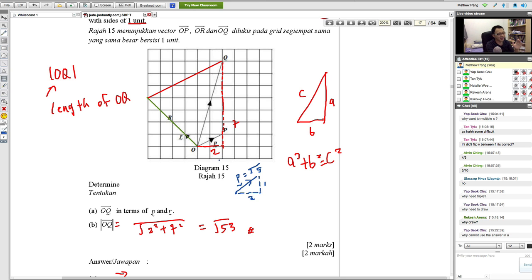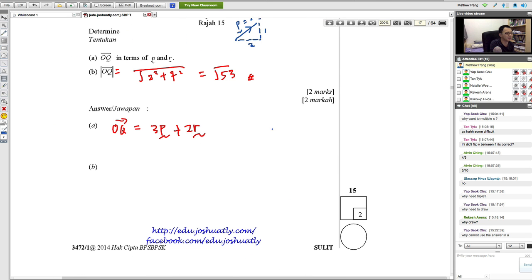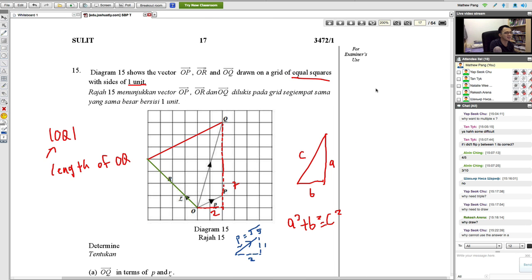So in this case, you cannot use something P plus something Q. You cannot do something like 3 squared plus 2 squared, then find the modulus of OQ. If you do it like this, you will get it wrong, because the question actually says the grid is made of equal squares with sides of 1 unit. The length of this one doesn't represent that, and there's no connection to the length of OQ. So you cannot use the answer in part A to find the magnitude of OQ.